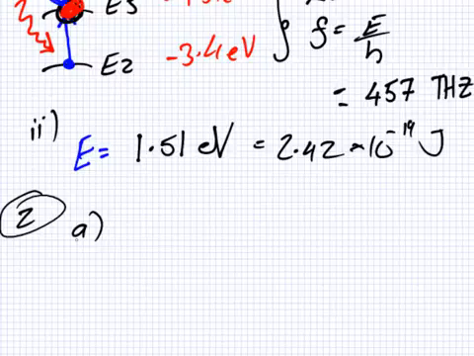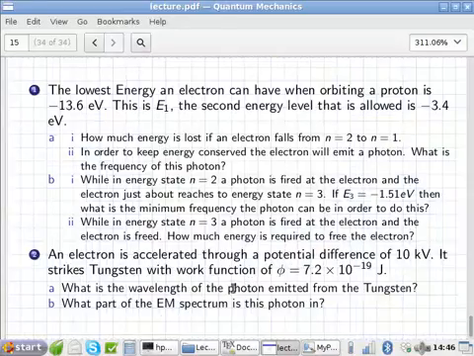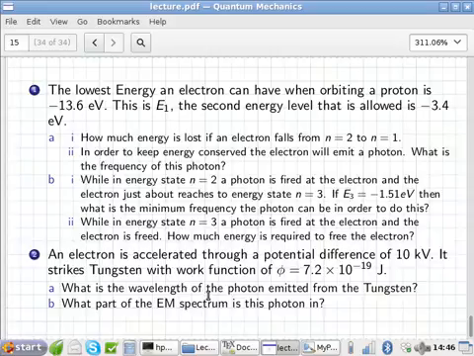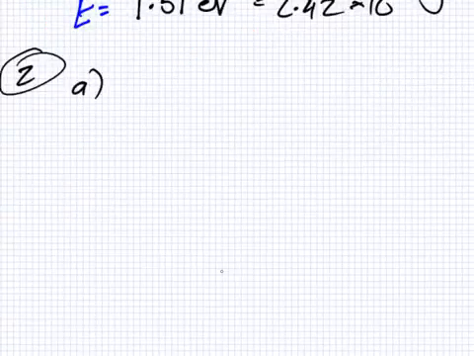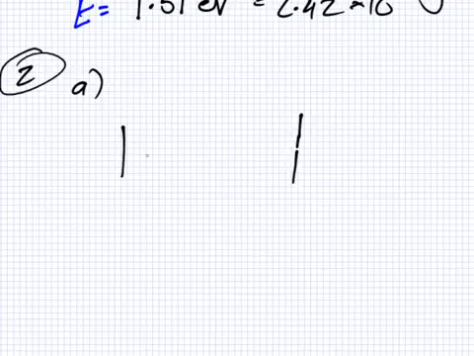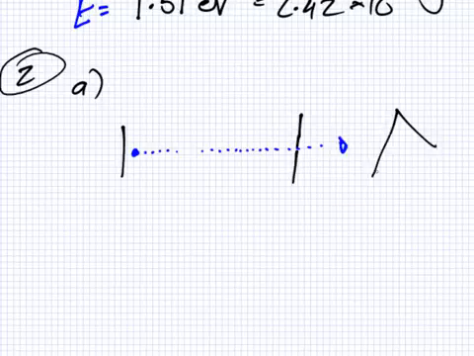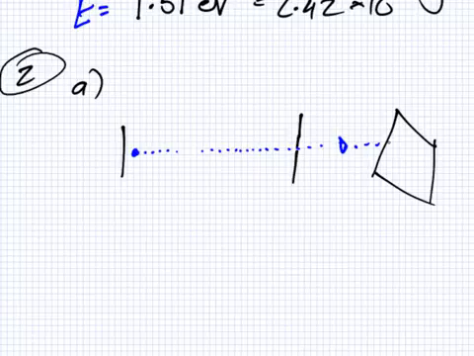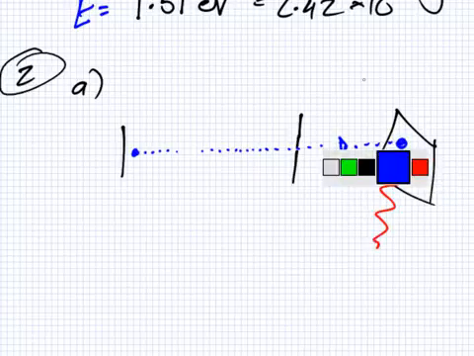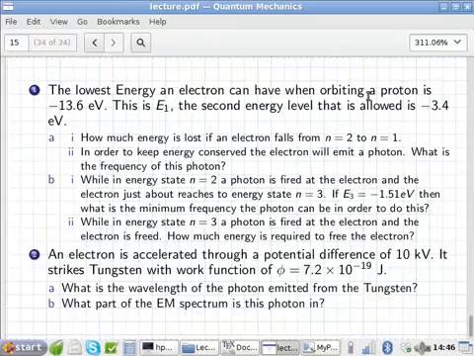We'll have a look at that Kepler one too, okay? Right, an electron is accelerated through a potential difference of 10 kilovolts, and then it strikes tungsten. So what you have here is some kind of electric field with maybe a little gap here, and the electron is fired through the field, and then it hits some tungsten. And when the electron hits the tungsten, it releases a photon, as normal. Now the tungsten has a work function of 7.2 times 10 to the minus 19 joules.